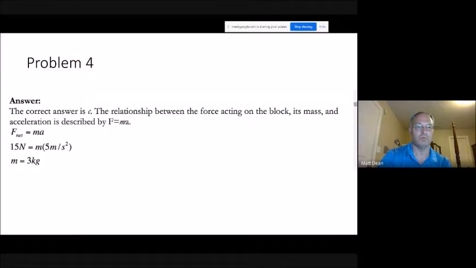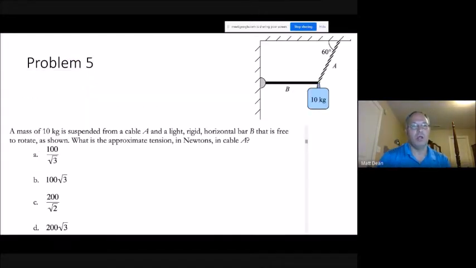All right, so here's problem 5. A mass of 10 kilograms is suspended from a cable, A, and a light, rigid horizontal bar that is free to rotate as shown. What is the approximate tension in newtons in the cable? All right, so let's think of this as the tension, this part, what we're calling A. And let's take this and divide it into components. So let's draw a vertical down right here.